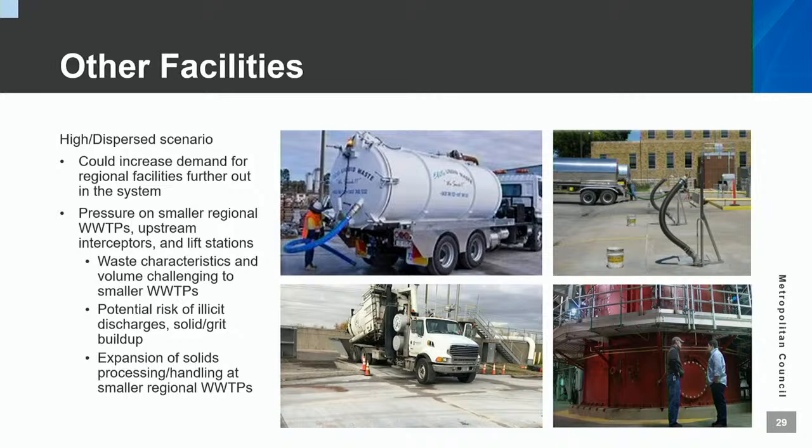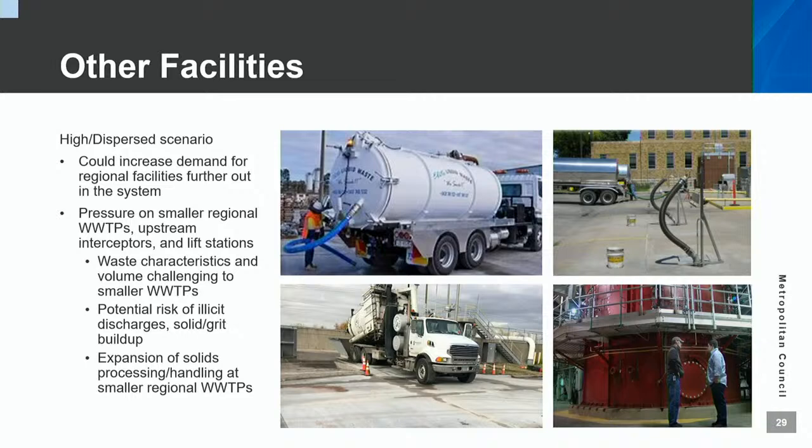Okay, so our third category that we're looking at was our other facilities. So specifically, we're going to focus again on that high dispersed scenario. The services that we're thinking about here are things like liquid waste and fats, oils and grease receiving, as well as solids processing. In that high dispersed scenario, that increased growth is focused more on the outlying parts of our system, with substantial growth in areas that are served by individual sewage treatment systems and local wastewater treatment plants. So this could increase demand for those regional facilities further out in our system and put pressure on some of our smaller regional wastewater treatment plants.